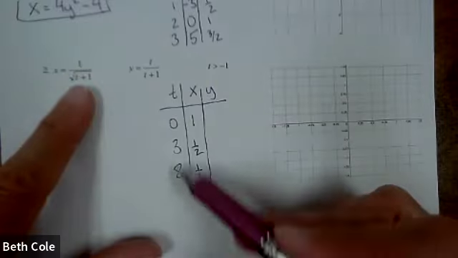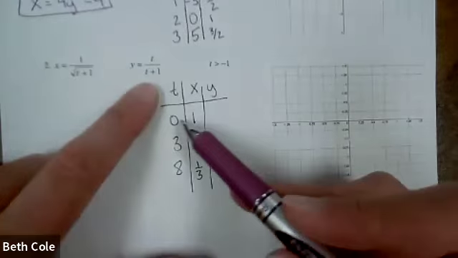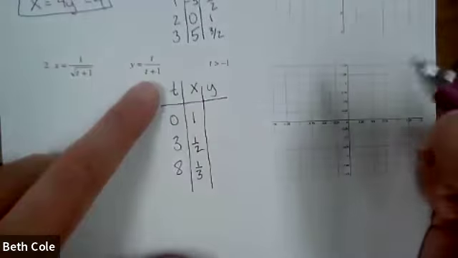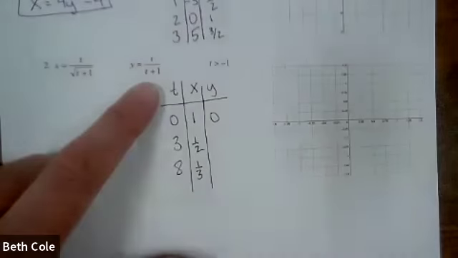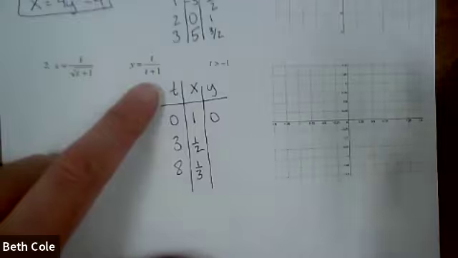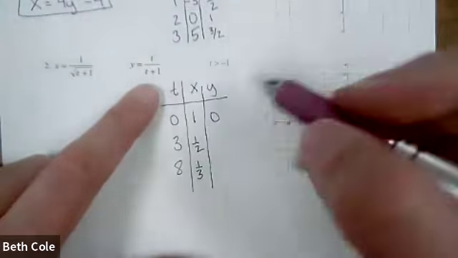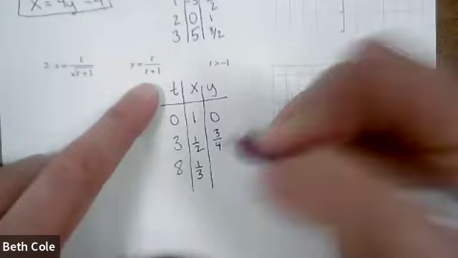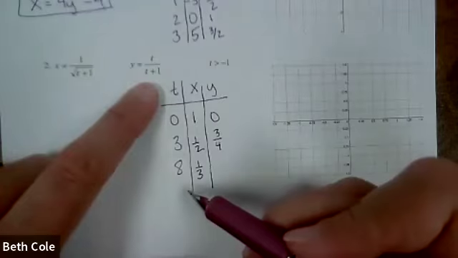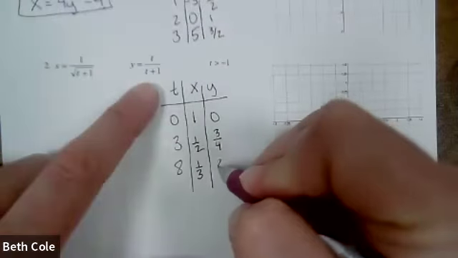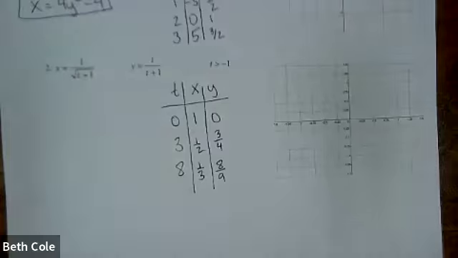So now we're going to plug in all of those t values to our y equation. If you plug in 0, you're going to get 0 over 1, which is just 0. If you plug in 3, you're going to get 3 over 4. Good job. We are good at fractions. And if you plug in 8, you're going to get 8 over 9.